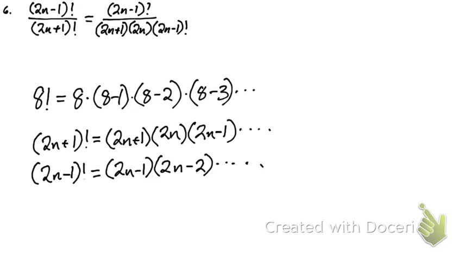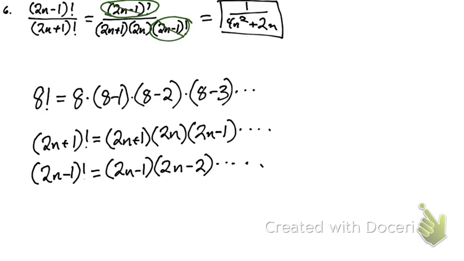Because at any point, you can just stop and put a factorial. Like 8 factorial would be written as 8 times 7 times 6 factorial, because that would be 5, 4, 3, 2, 1. Well, if we look at the (2n minus 1) factorial, and it's (2n minus 1) factorial, they will turn to 1. And we're going to be left with 1 over 2n times 2n, which is 4n squared, plus 2n. And that would be the end of this problem.